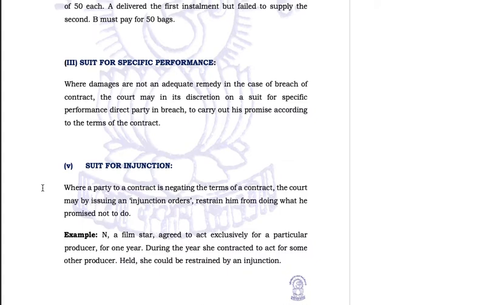Suit for specific performance. Where damages are not an adequate remedy in the case of a breach of contract, the court may in its discretion, on a suit for specific performance, direct the party in breach to carry out his promise according to the terms of the contract.